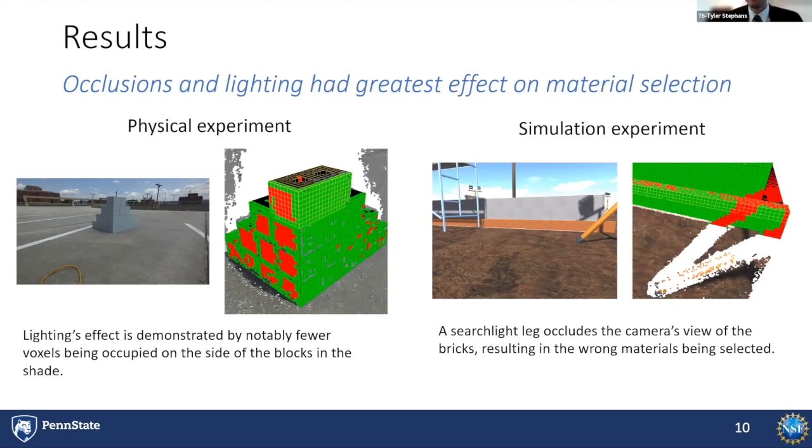And then on the right, in simulation, you can see on the left image that there's a leg occluding some of the bricks in the image, and this occlusion resulted in the voxels not being occupied after reconstruction, and so some of the construction elements or blocks were not detected, resulting in the wrong materials being selected.